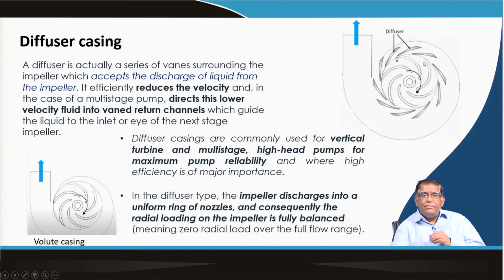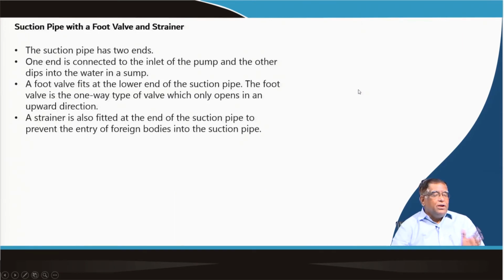So, this diffuser has a big role in your multi-stage pump. Basically, the diffuser casings are used for vertical turbine and multi-stage high head pumps for maximum pump reliability. You now know that the casings are of three types: single volute, double volute, or with a diffuser. Now, the suction pipe or the foot valve and strainer is also another part of this.